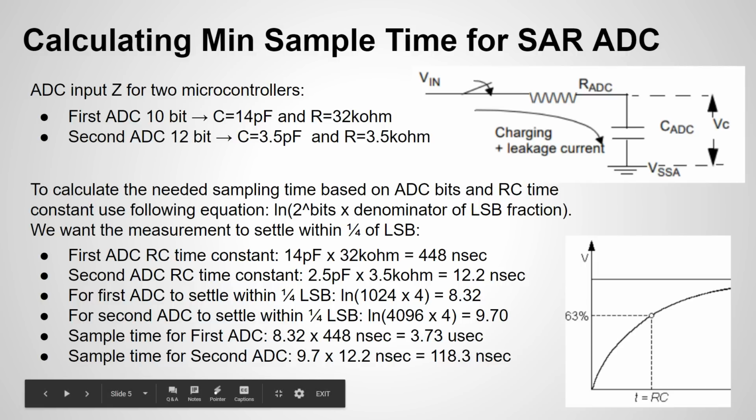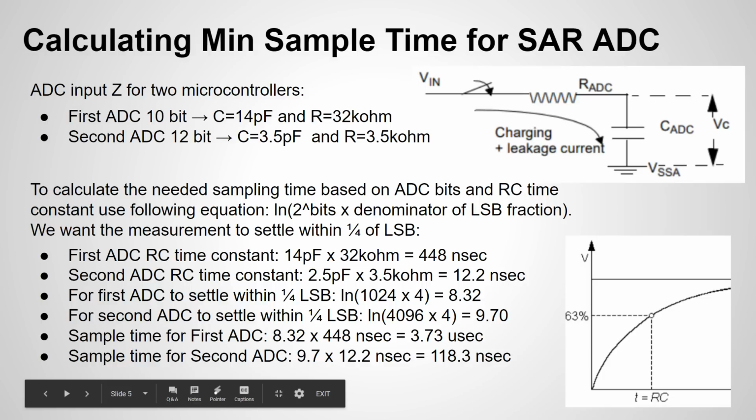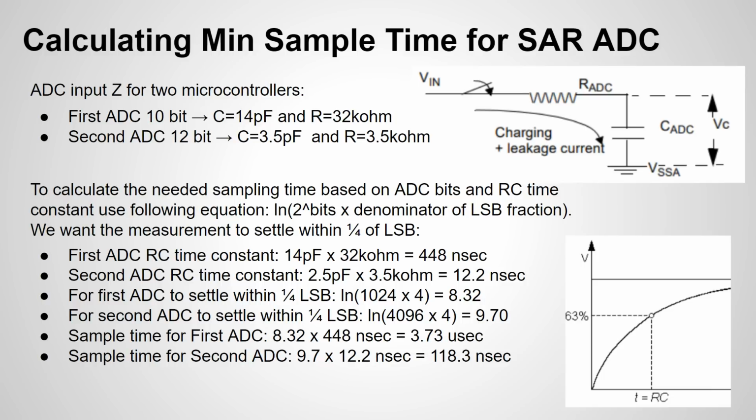So if we multiply our RC time constant by the number of time constants it needs to charge up to get a good accurate reading, we get 3.73 microseconds for the first ADC, and we get 118.3 nanoseconds for the second ADC. Once again, orders of magnitude lower than the first one, but not surprising because it is a more advanced one. Now remember, this time is not the whole time it takes to make our measurement. It's just the time we need to sample. Remember, sampling and then doing the SAR calculation are the two main timing aspects of how long it takes for your ADC to make a measurement.